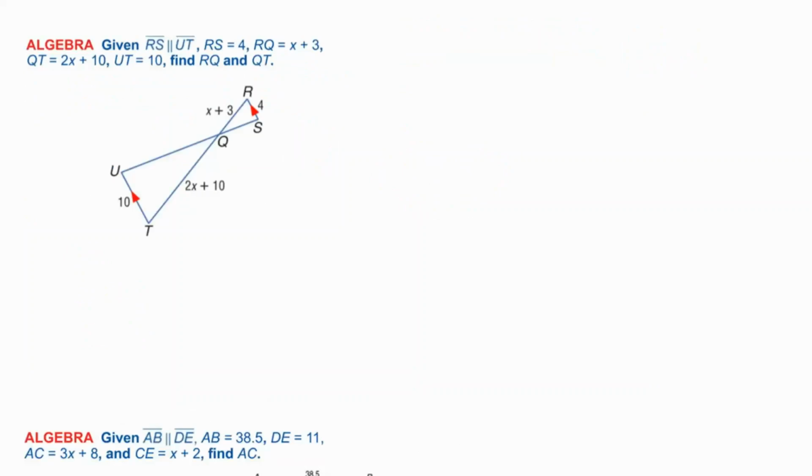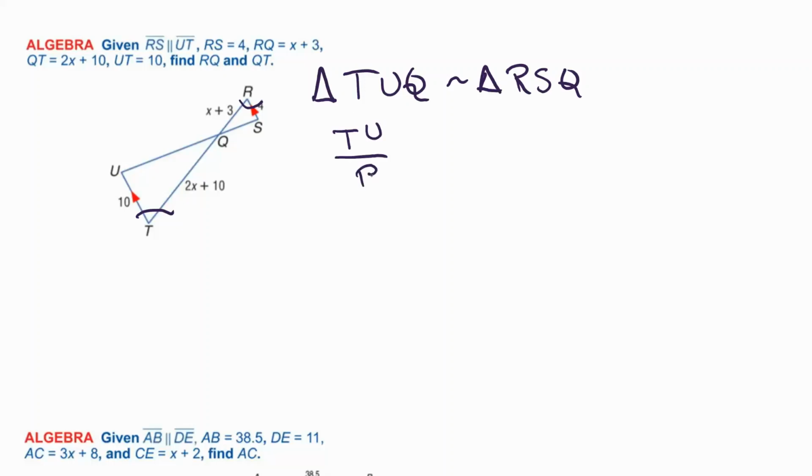And this, so we know that triangle TUQ is similar to triangle RSQ. That's because T has to be congruent to R by alternate interior angles, and the same with U and S. We know that TU over RS gives us 10 over 4, which is 5 over 2, and that's our scale factor.